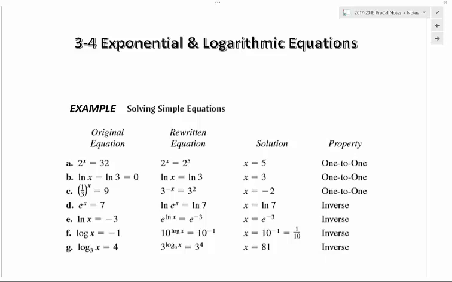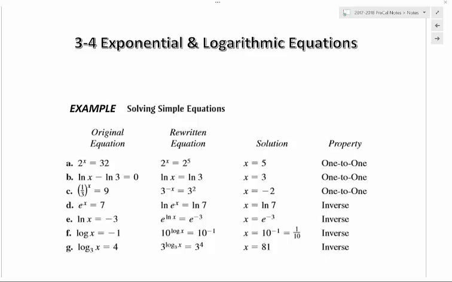Well, if I raise both by base of 10, then I just simply get 10 to the -1st power, which is 1/10. Log base 3 of x equals 4. Basically raise both sides to the 3rd power, and I get x equals 81. Another way you could do it is 3 to the 4th power equals what? And that would be 81.